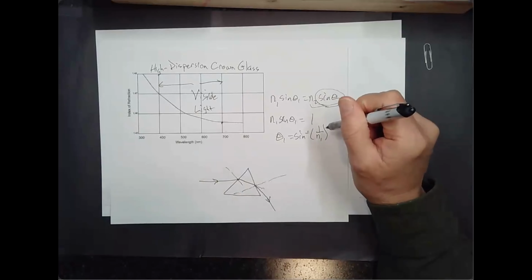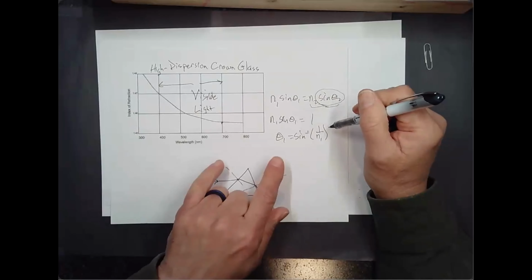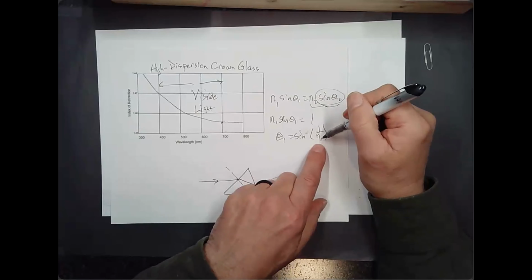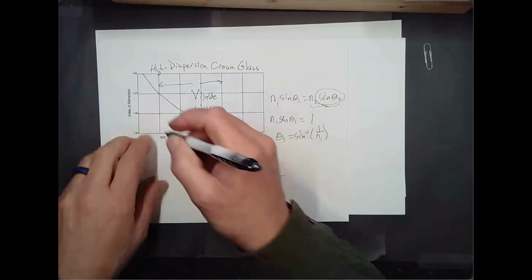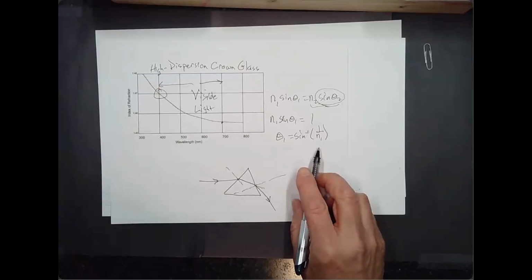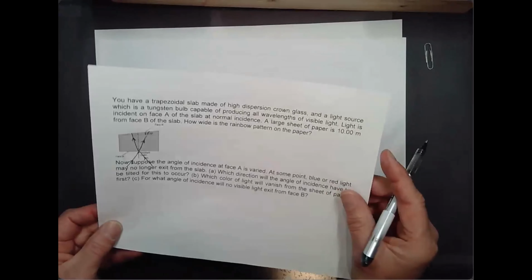And let's see. Have to stop and think about this. It'll happen at a smaller angle for bigger values of N1, the index of refraction. So I think it's for the violet light that it will occur first, because that's the stuff that ended up being bent more as it was going through there. But we can think about that, but not worry about it too much.